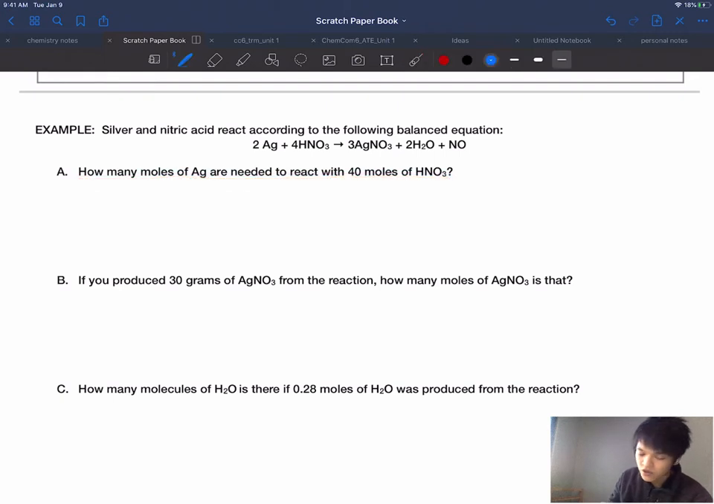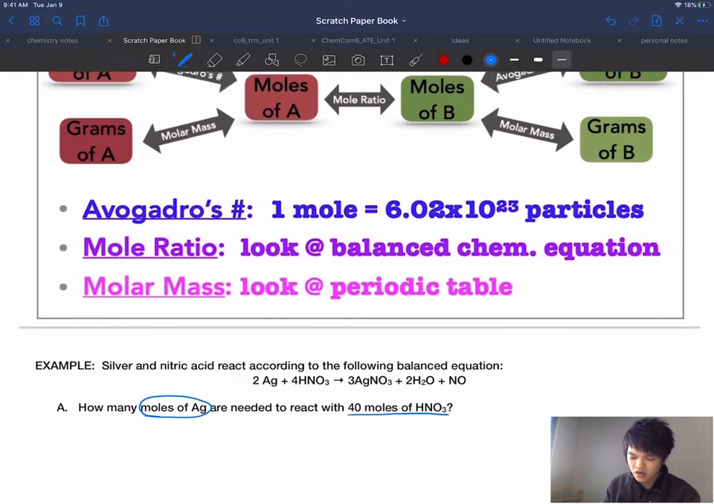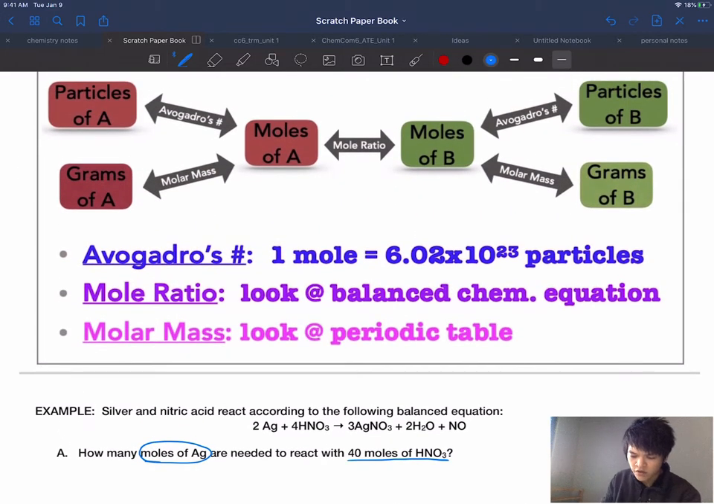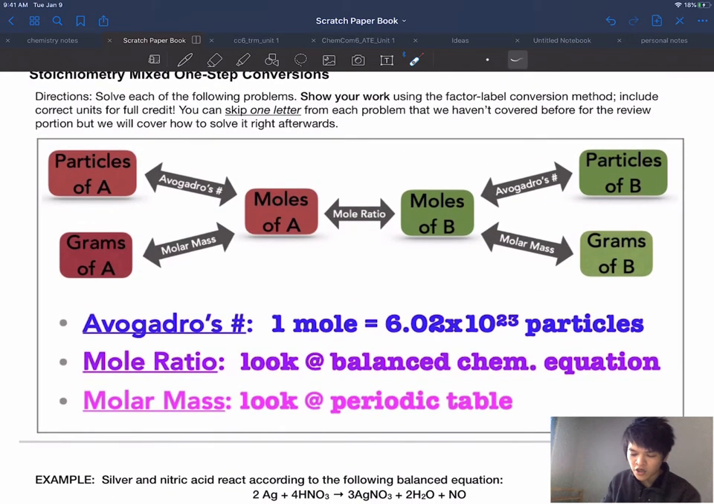Well, let's first start annotating. We're trying to convert to this, how many moles of silver? We are starting with 40 moles of nitric acid. Okay, what we're trying to do in this problem is, notice we're trying to go from moles of one substance to moles of another substance. So on this flowchart, moles of A to moles of B.